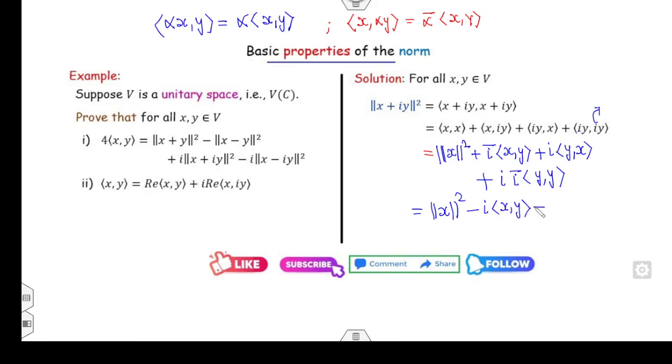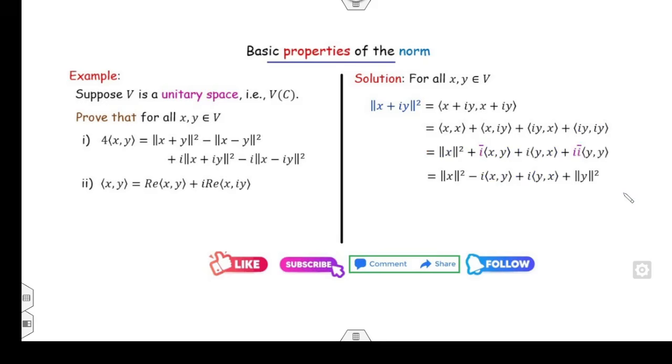फाइन, दैट रिमेन्स द सेम. फाइन, यहाँ पे क्या हो जाएगा? कॉम्प्लेक्स कॉन्जुगेट ऑफ द आयोटा, दैट इज अ माइनस आयोटा, लेकिन एक आयोटा बाहर लिखा हुआ है, दैट इज आयोटा स्क्वायर, इज अ -1, दैट इज अ नॉर्म ऑफ y. ठीक है.